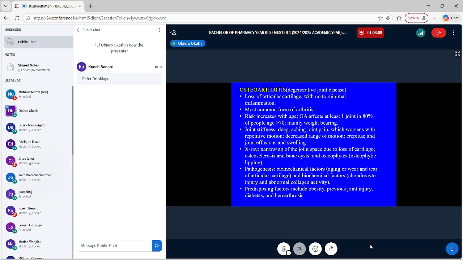Osteoarthritis affects at least one joint in 80% of the people over 70 years, and mainly weight bearing. So weight bearing, this is the knee, this is the ankle, this is the hip joint. You end up with joint stiffness, you have a deep aching joint pain, which worsens with repeated movement. Decreased range of motion, the joints crack. That cracking of joints in old age is basically osteoarthritis. That crackling sound, what we call crepitus.